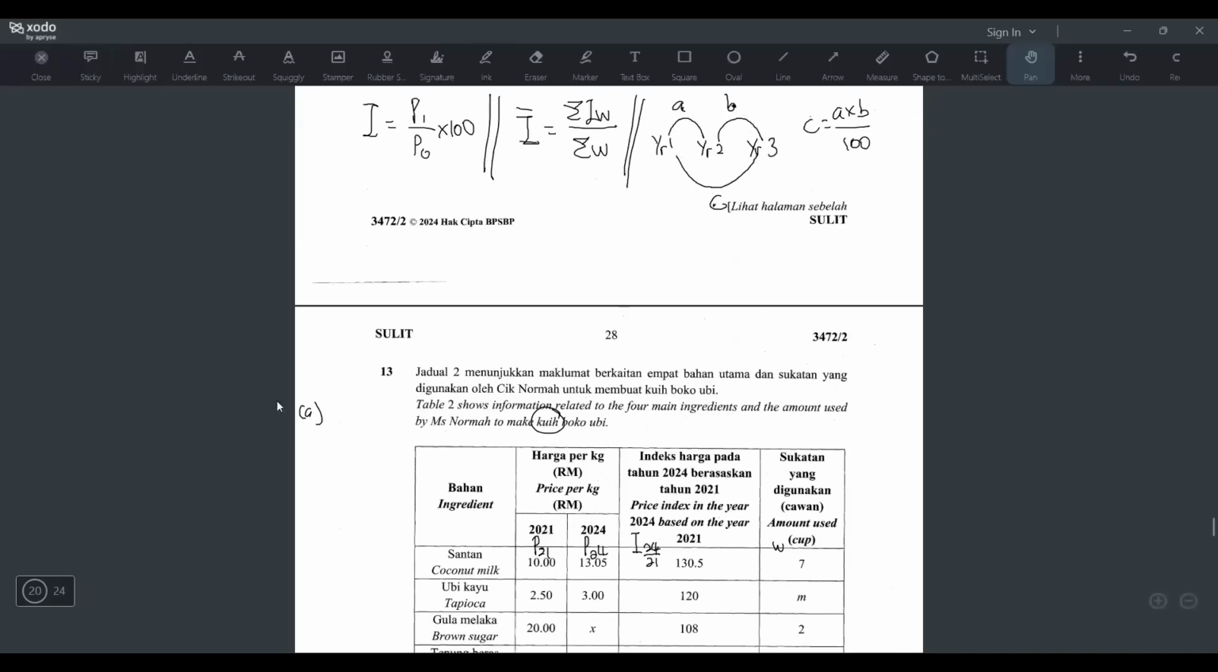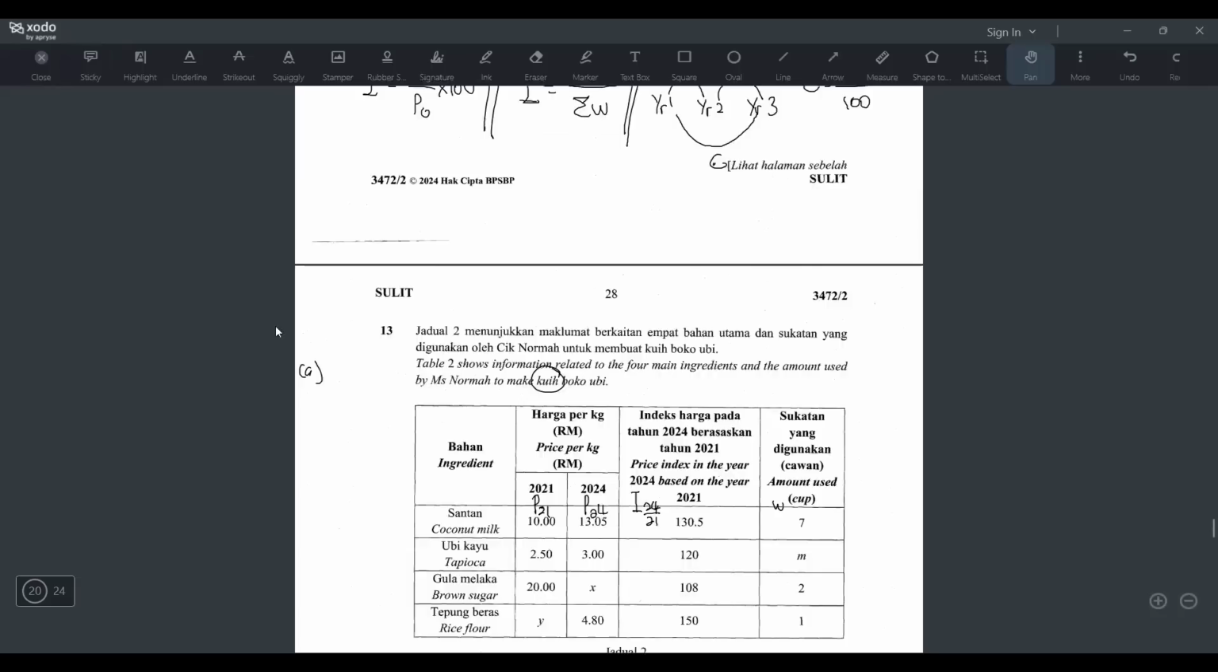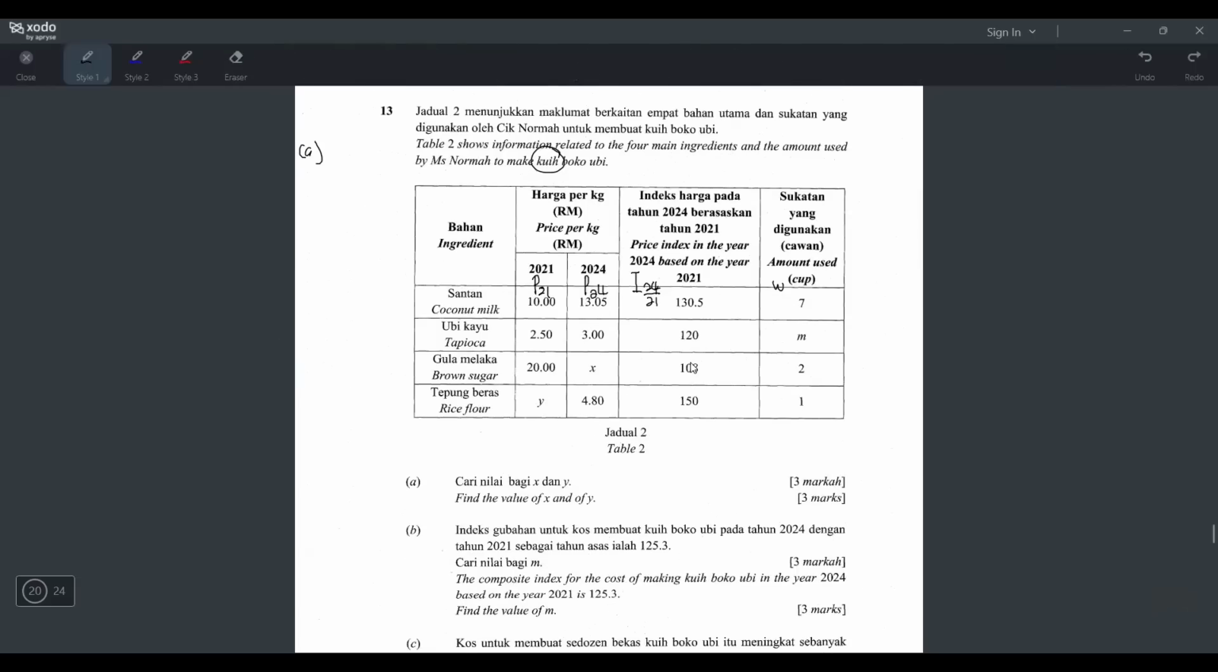So the first formula is what? Price over price times 100. But the index you already have is 108. So it will be 108 equals to, okay, this one is 24 based on 21. It means that the 24 price I have to write on top. So the 24 price is X. So X on top over 20 times 100 like this.